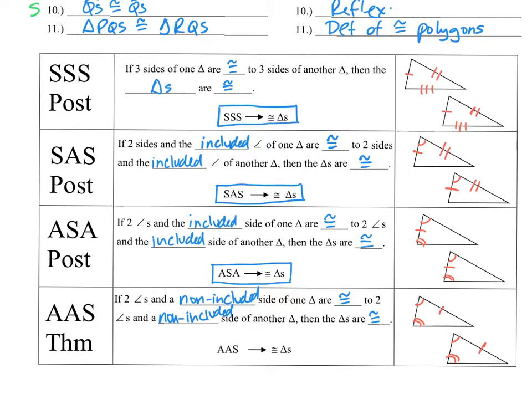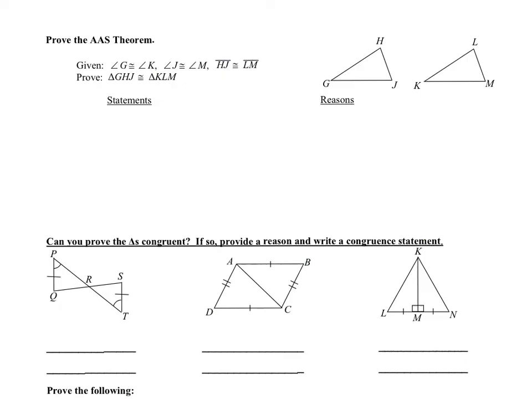So now we have two angles and a non-included side of one triangle congruent to two angles and a non-included side of another triangle. That's enough to guarantee that the two triangles are congruent. We don't have to worry about the other angle or the other pairs of sides. So the shorthand way that we write that theorem is like this. Angle, angle, side implies congruent triangles.